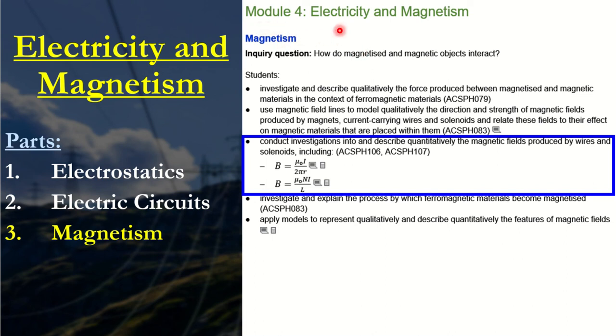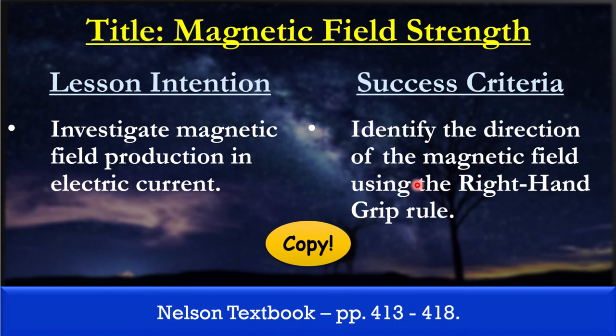Today we're going to be covering Module 4, Electricity and Magnetism, and we're going to look at Inquiry Question 3, Magnetism. So we're going to be looking at this particular dot point here. We're going to conduct some investigation in terms of the magnetic field strength of wires and solenoids using the following equations. Okay. So let's get started.